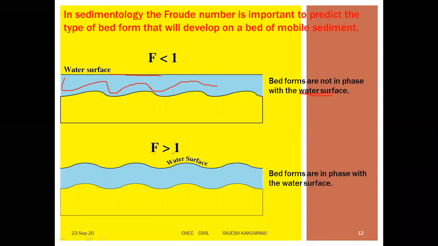When F is greater than 1, what happens here? The water surface is in a wavy nature. Thereby the same movement and design that was there below in F less than 1, in F greater than 1 you can also see the same movement on the top surface of the water. The bed forms are in phase with the water surface. Here in F less than 1 the bed forms are not in phase. Here the bed forms are in phase.